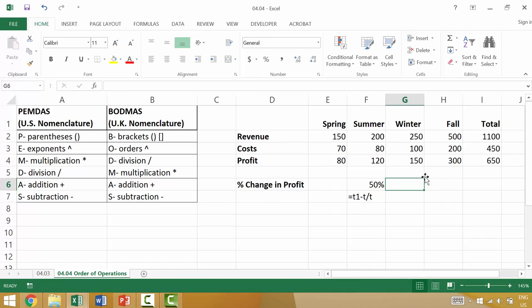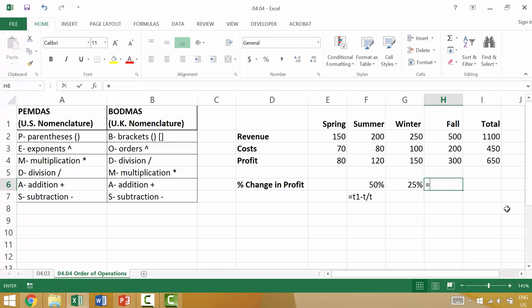Okay, the same would go here, right? So here we basically want to say, well, first we want you to take whatever profit we made in the winter, and we want to subtract the profit that we made before, and then divide it by that profit that we had in the last quarter. And that would give us a 25% change, right? And we could check the math. By saying, okay, well, 150 minus 120 is 30, and 30 divided by 120 is indeed 0.25 or 25%.